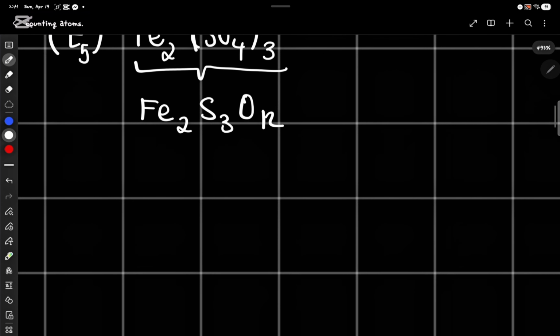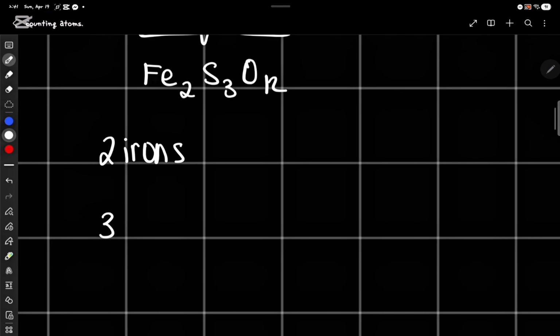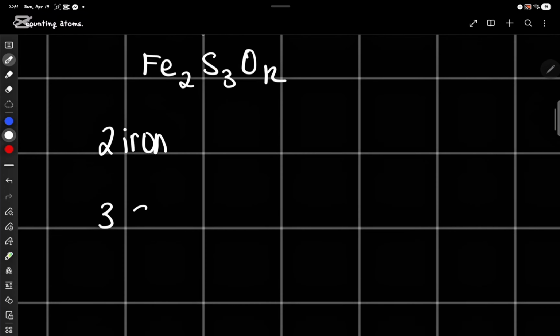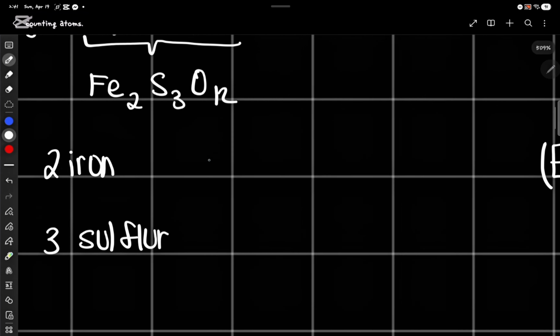So now it's easy to count. You have 2 irons, 3. The S is optional. Like the S depends on what your teacher likes, but it's safer to put iron without an S, but it's acceptable either way. So 3 sulfur and 12 oxygen. Okay.